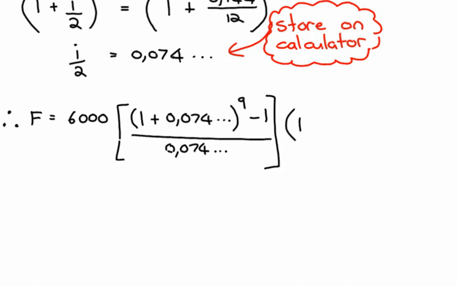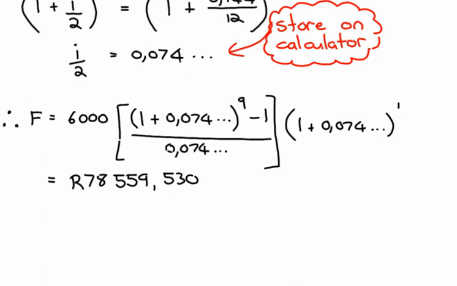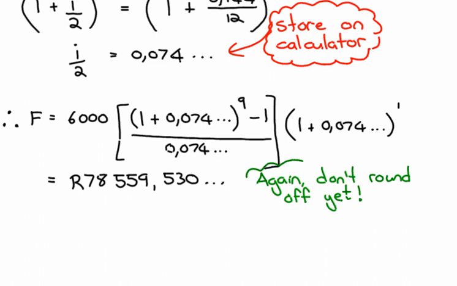Then we let it accumulate interest for one more period. Just one more period. Let your calculator do the hard work for you, and you get 78,559,530... Again, don't round off because it's not the end. Don't round off yet. Usually at the end, it actually makes such a small difference, if any, whether you round it off or not. But it's best just to play it safe, where you don't round off until the very end of a question. So maybe you can store that as B on your calculator.